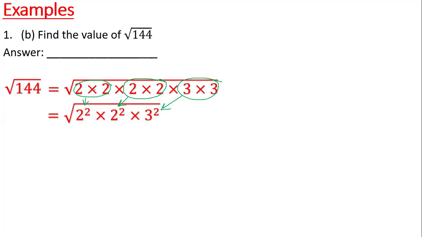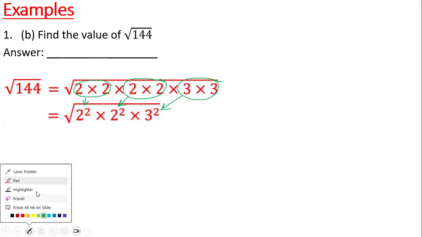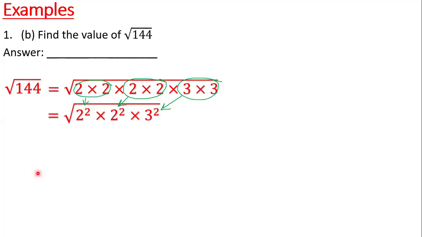Yes. Again, 2 times 2 is 2 squared. 2 times 2 is 2 squared. 3 times 3 is 3 squared. That makes sense? Does that make sense? Let me know, please. Don't be quiet. Yes, sir. Does that make sense? Yes, it makes sense. Okay, good.